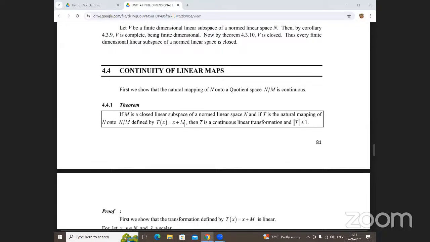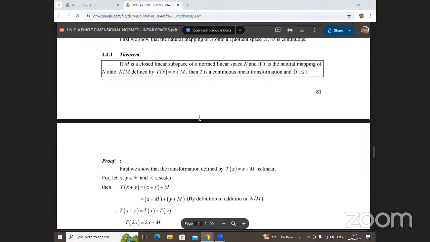Okay, either left coset or right coset, but here it is not necessary to specify. Taking the element on the left side, this is the left coset, but we do not need to mention left or right. Here T of X equals X plus M. Then capital T is a continuous linear transformation, and the norm of T is less than or equal to 1. That is the statement.